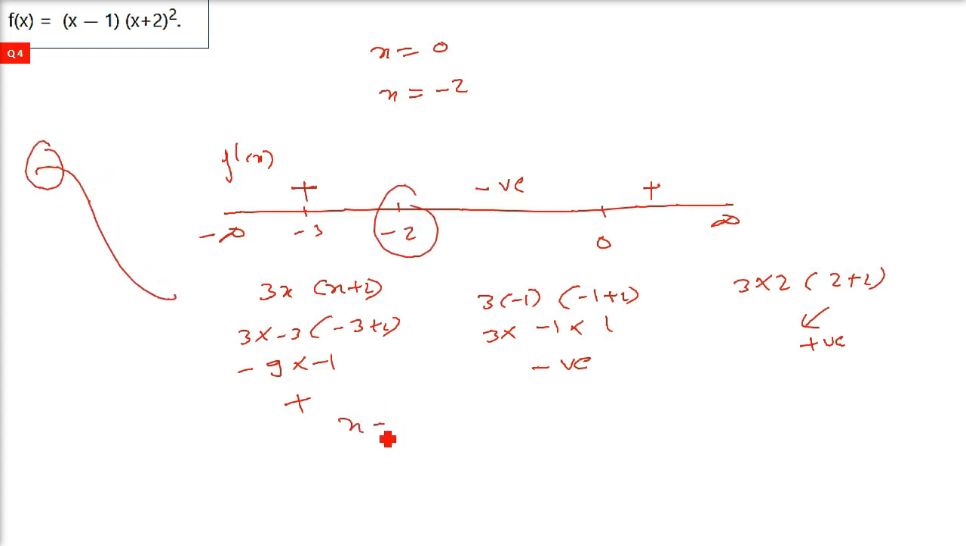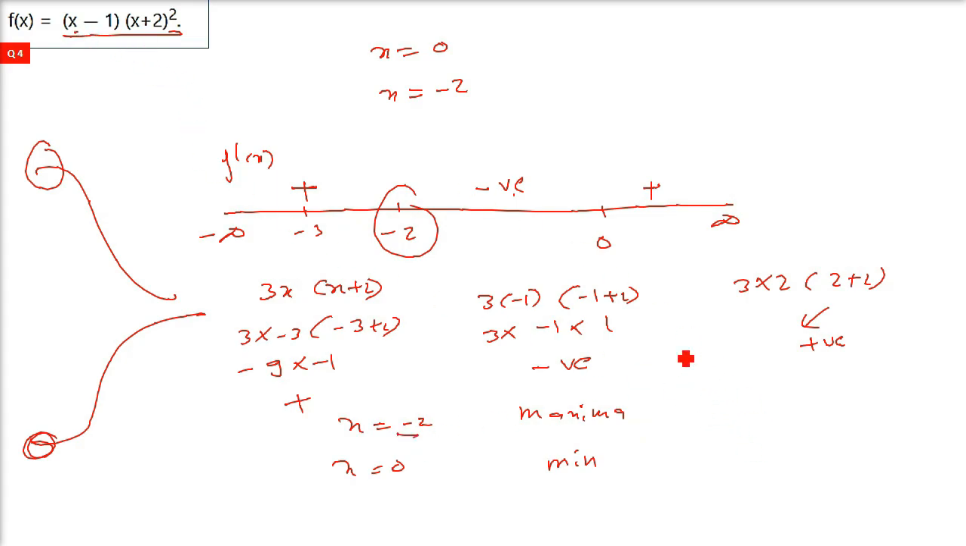So it went from positive to negative at negative 2. So you are at higher, so it is local maxima. At 0, you went from negative to positive. So you are lower and you went to higher, so you are at local minima at x equals 0. So x equals minus 2, you are at maxima. x equals 0, you are at minima. So the points of maxima and minima are x equals minus 2 and x equals 0.